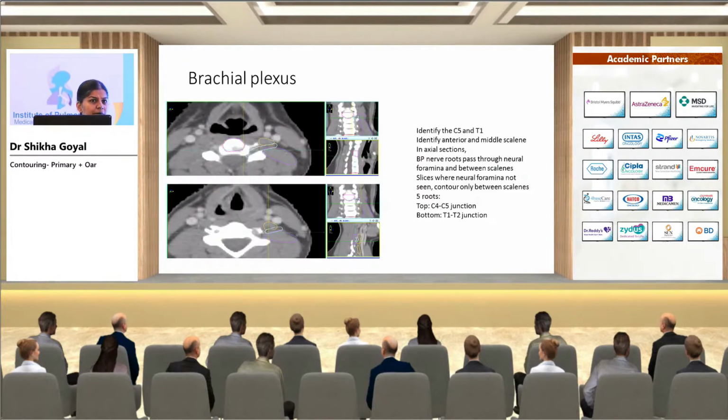And for contouring the upper part, we know that it has 5 roots, as I said just now. So wherever there are neural foramina for the corresponding vertebrae, the part which is exiting the neural foramina and passing through the anterior and the middle scalene muscles is to be delineated. And wherever the neural foramina is not present, only the part between the scalene muscles is included. So you can start at the top for the first root, then go to the bottom for the second root, and use the intermediate 3 neural foramina for the rest of the contouring.